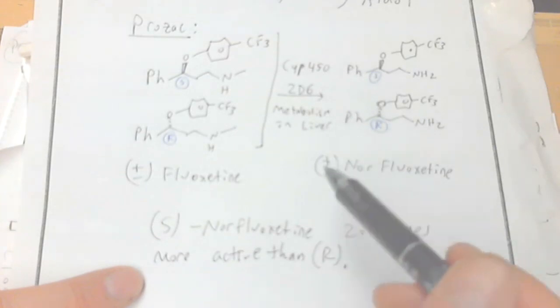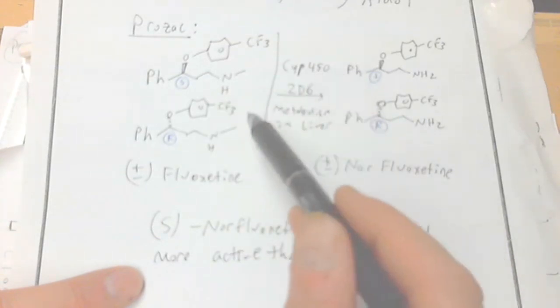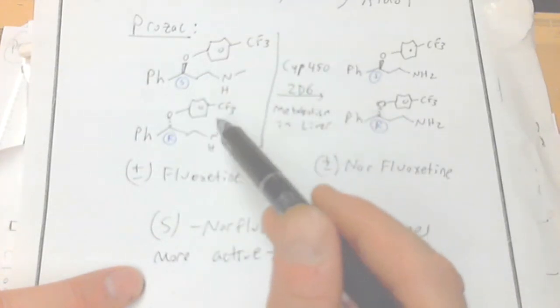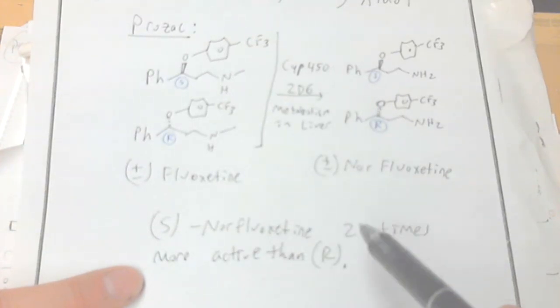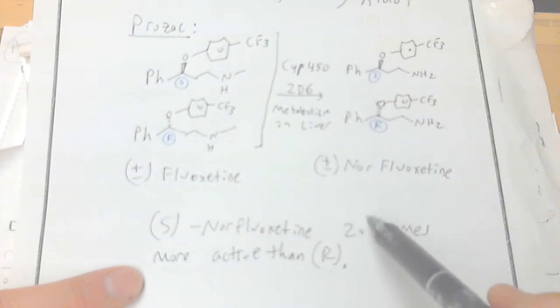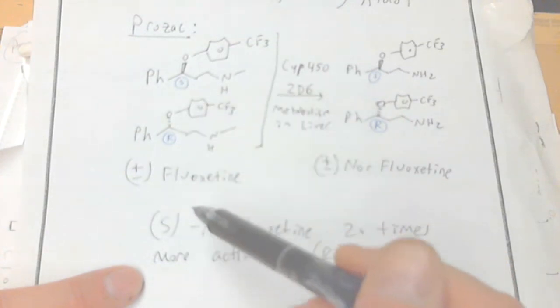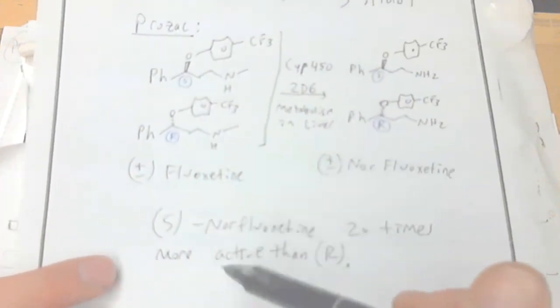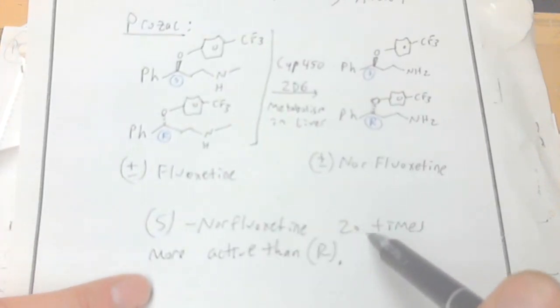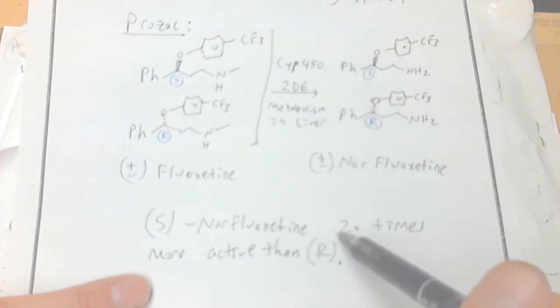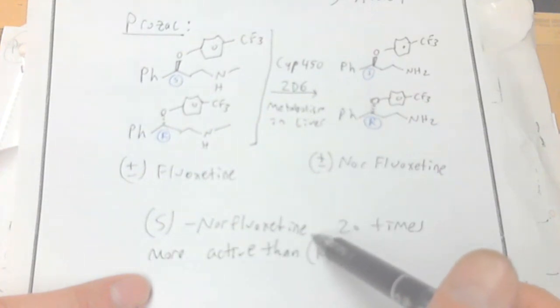It comes down to sort of, does that really matter? Does 20 times more active matter? I mean, you can still make the racemic mixture pretty cheaply, and then still basically get the same effect. So just because it's more potent doesn't necessarily mean it's worth going crazy on the synthesis.